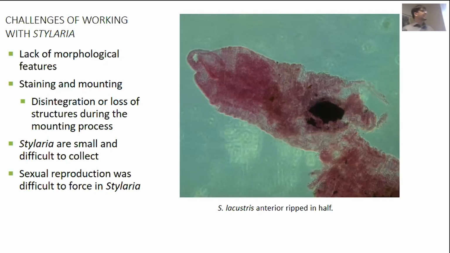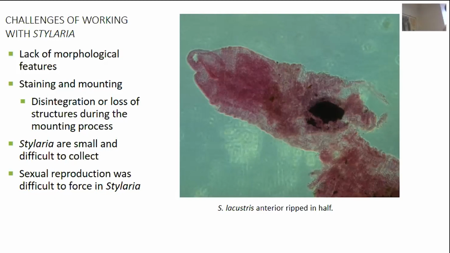Stylaria are small and difficult to collect. Every time I go out and sample, there is always the high chance that things just kind of get out of the net or get out of the sample in some way, shape, or form. So I just never got very lucky. The only 2 places that I got it were Illinois and Kansas. So I'm going to count that as at least a little lucky. And a lot of places I went to are places that they've been found in the past. So unfortunately, it just didn't work out.